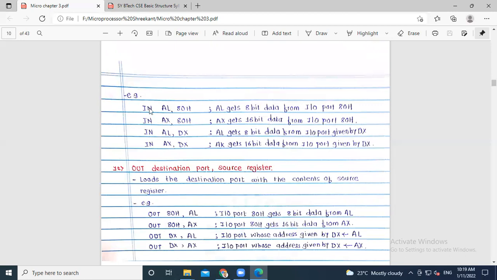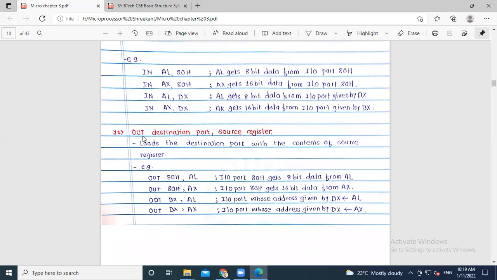Next, an example: IN AL, 0.. It means that the port is transferred to the destination, the AL accumulator value. That is the IN instruction. In the same way, we have the OUT instruction: OUT destination port, source register. It loads the destination port with the contents of the source register. For example, OUT port, AL.